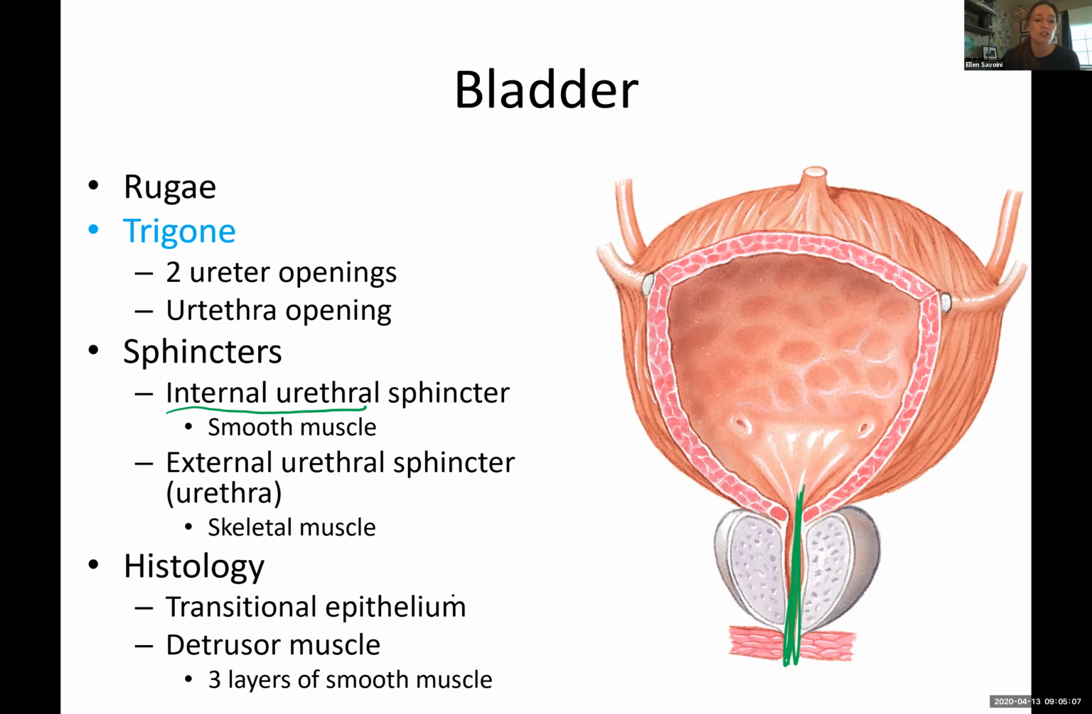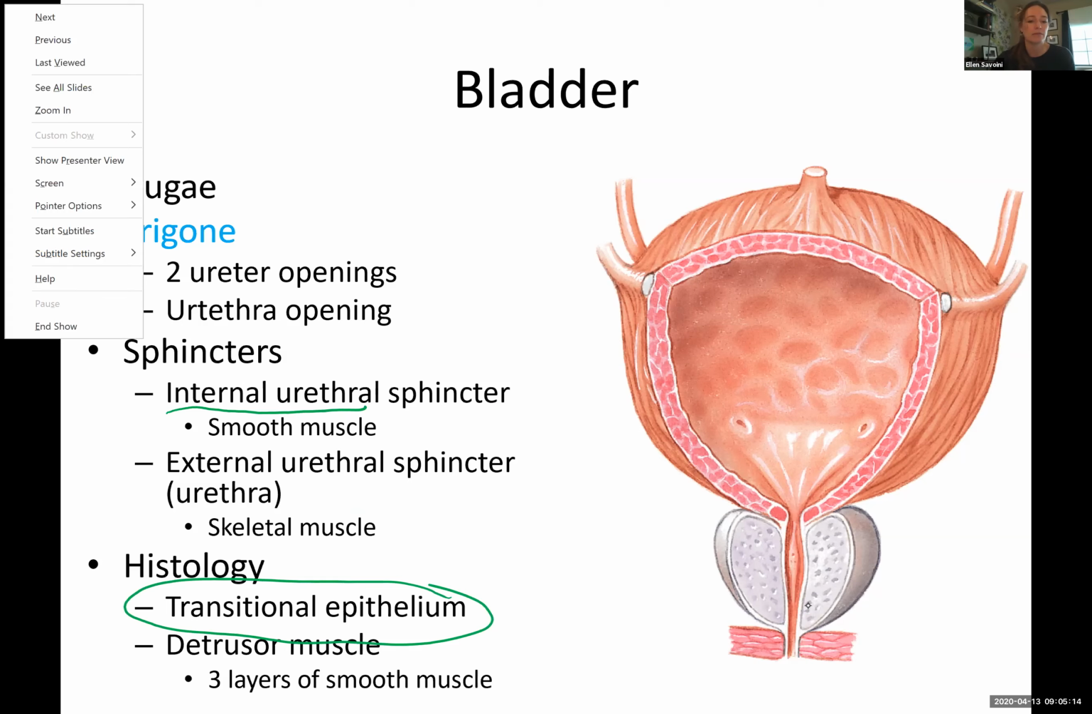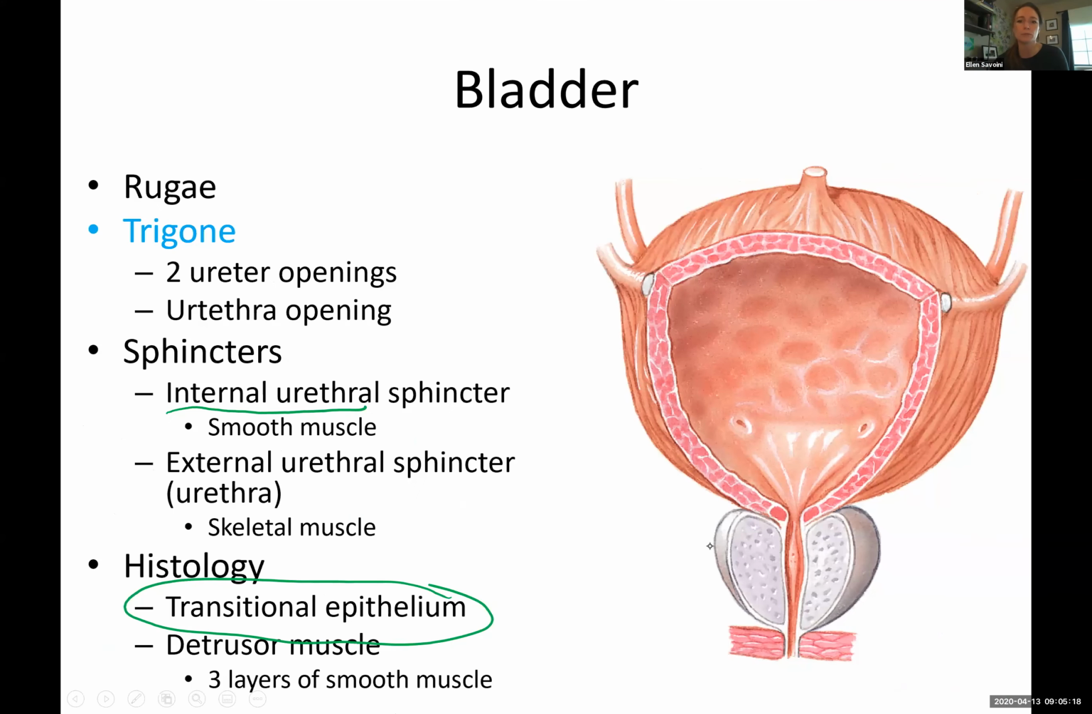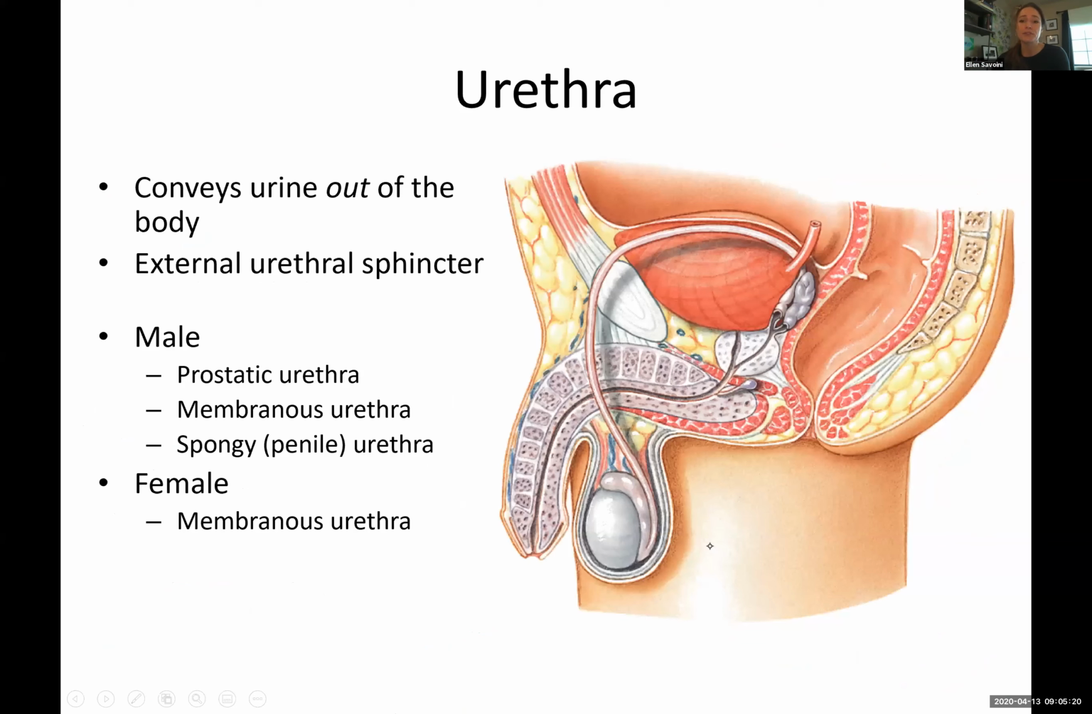You should know that the transitional epithelial tissue is the only place in the whole body that it is. And I think that detrusor muscle, but I have test questions on that detrusor muscle. Okay, so as far as the urethra goes, it brings urine out of the body.